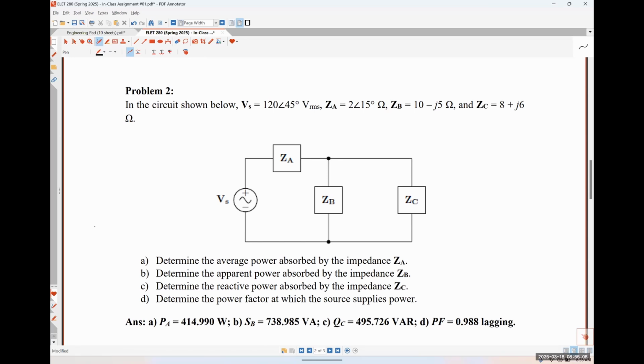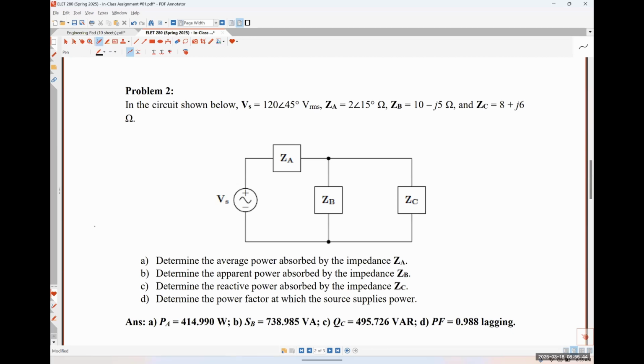So instead of bothering to use all of those equations, V effective, I effective, cosine theta V minus theta I for average power and so on and so forth, what I want us to do is actually to calculate the complex power that is being absorbed by each of those impedances and the complex power that's being applied by our source, and then use the complex power to figure out the answers to parts A through D, okay?